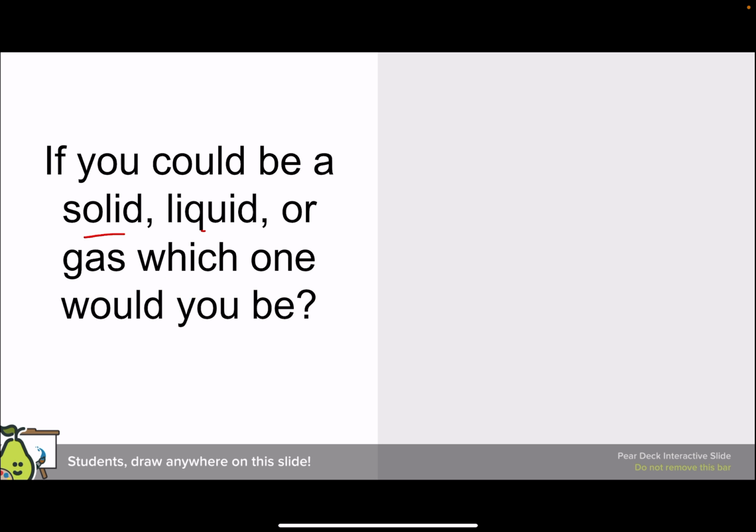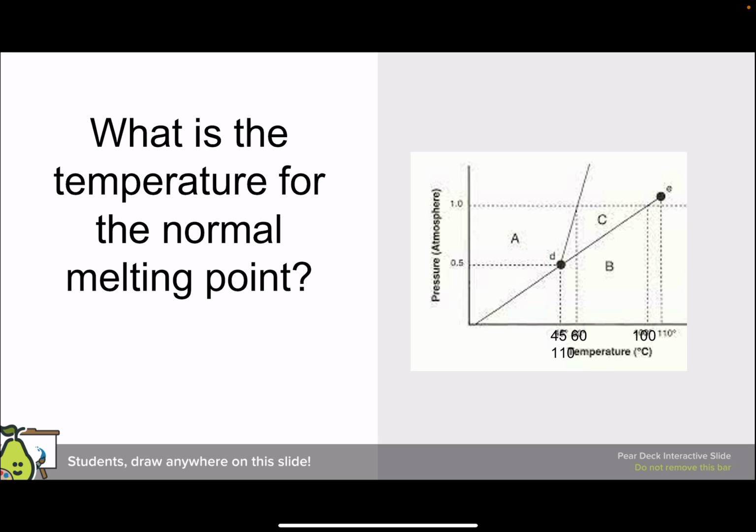If you could be a solid, liquid, gas, which one would you be? I think I'm still going to go with gas for it, unless I could be a diamond.